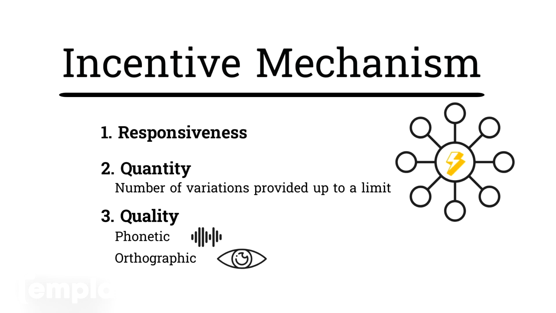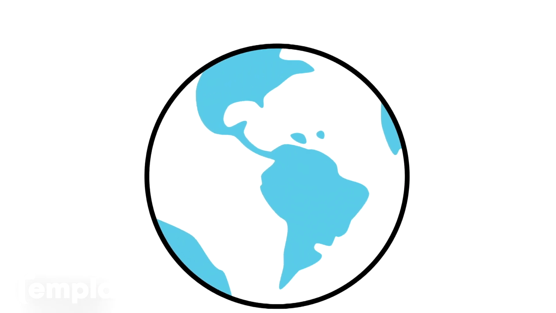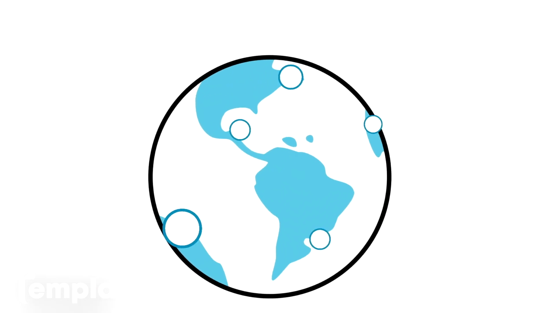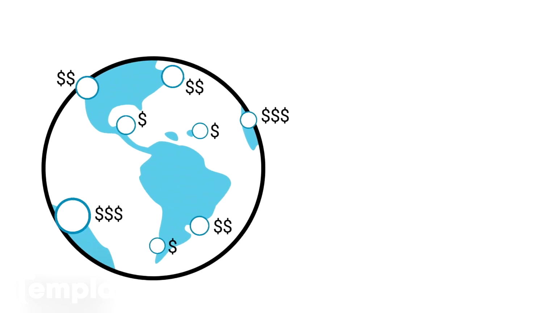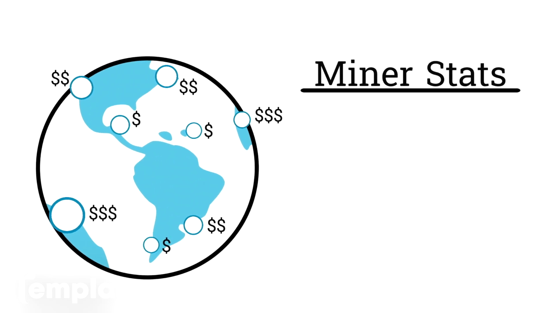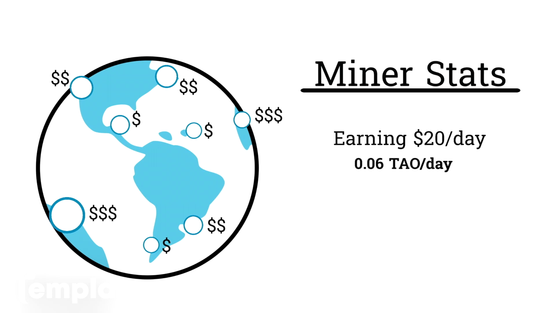Now this incentive mechanism will certainly be added to and updated as they add more types of identity data for miners to generate. So software engineers from anywhere and everywhere in the world compete to provide the most variable datasets to Yanez. Now at the time of this recording, top miners on the subnet are making around $20 per day from emissions or 0.06 tau. This of course will fluctuate as their incentive mechanism changes.